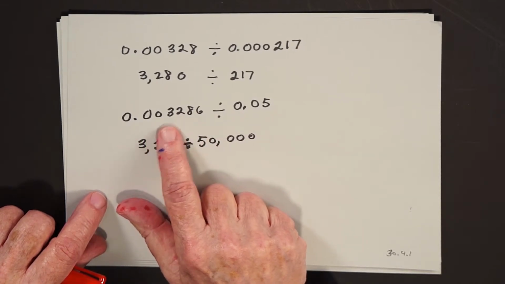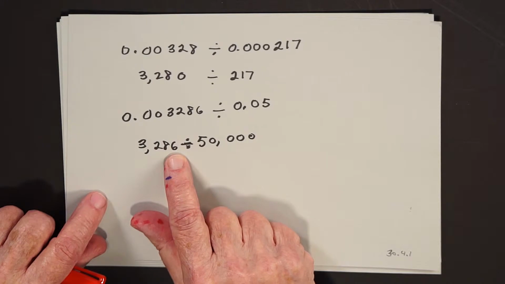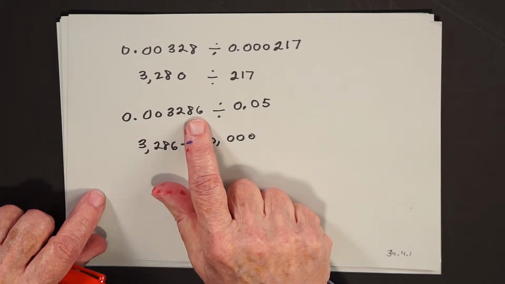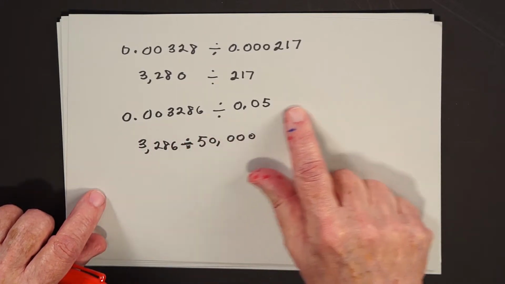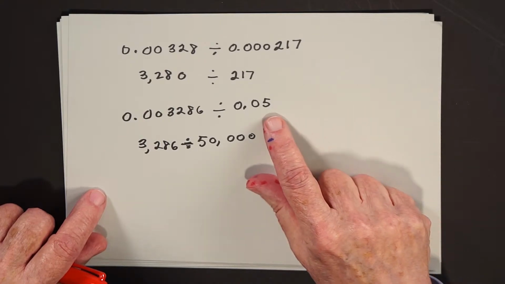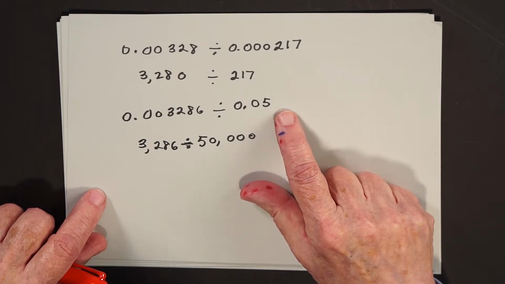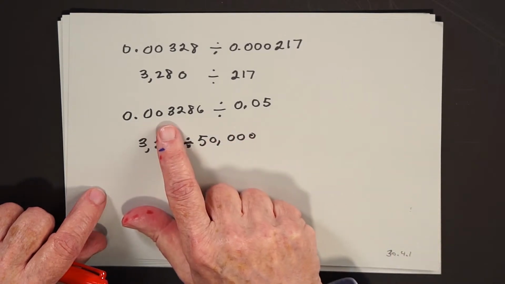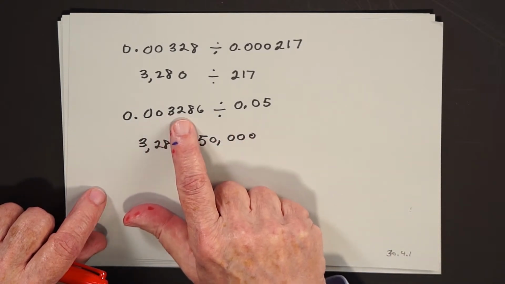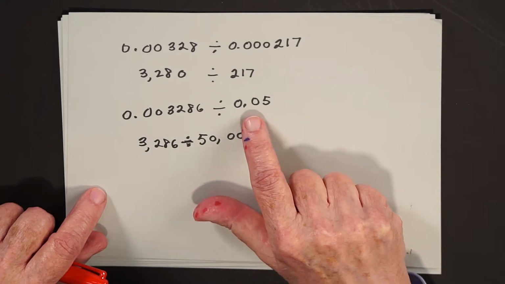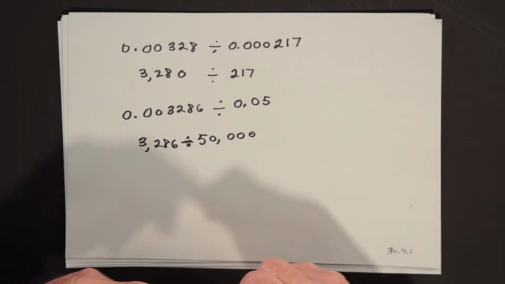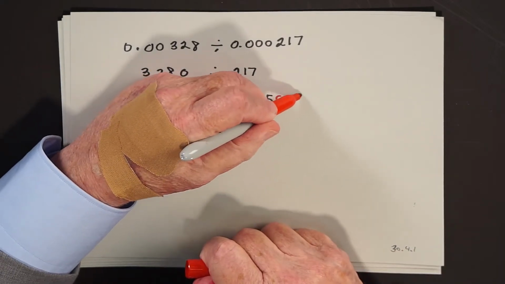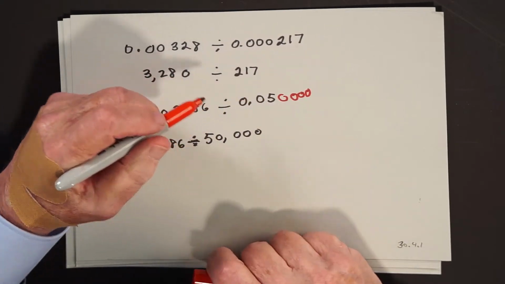What number will I get? 3,286. But if I move the decimal point 6 places here, I have to move it 6 places here. There's only 2 digits. So I have to tack on zeros, say I moved it 1, 2, 3, 4, 5, 6. I have to move it 1, 2, 3, 4, 5, 6. Okay?